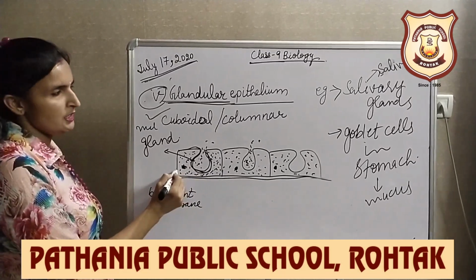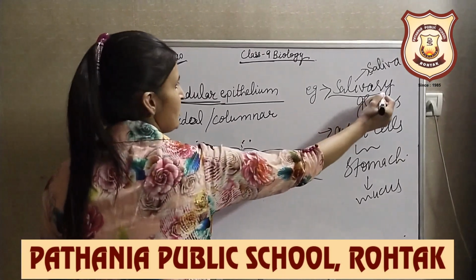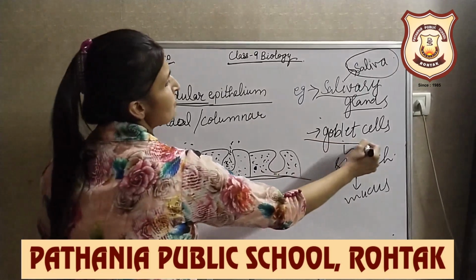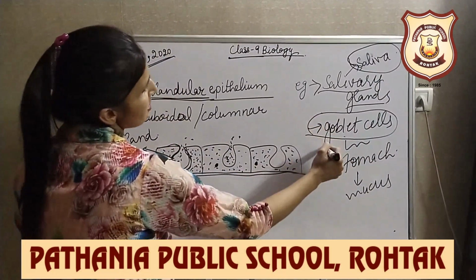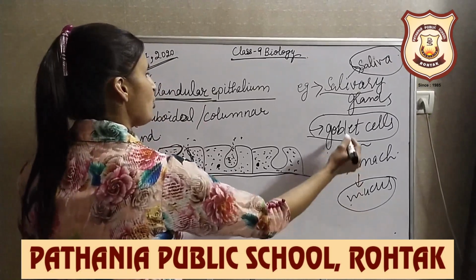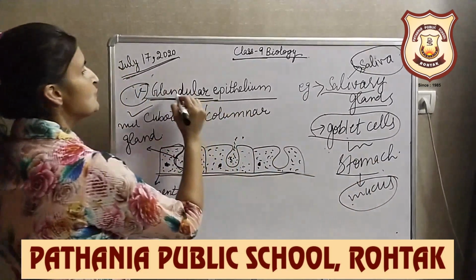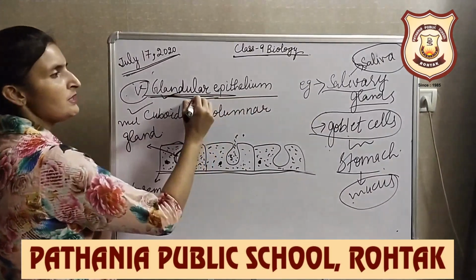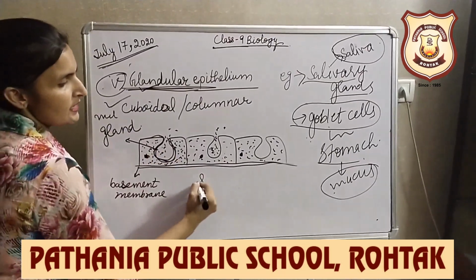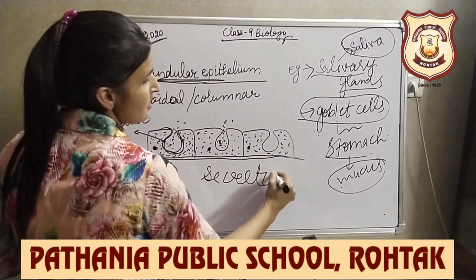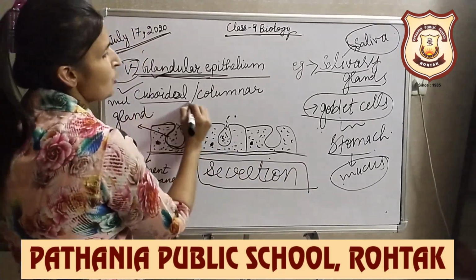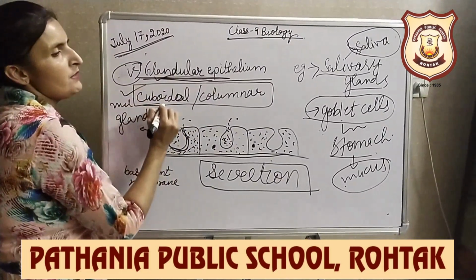This type of epithelium is found in the salivary glands, where their main function is to secrete saliva. It can be found in the goblet cells in the stomach, where their main function is to secrete mucus by the mucous membrane. Goblet cells are present in the stomach only. So, the main function of glandular epithelium is to produce certain chemical substances, that is, secretion is their main function, and they are modifications of cuboidal or columnar epithelium.